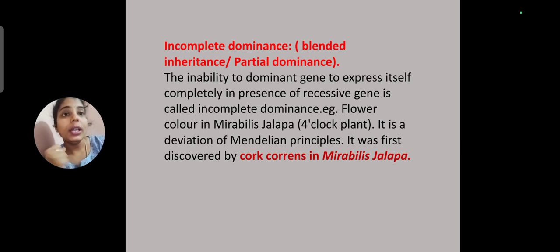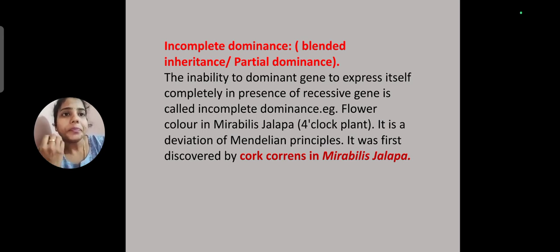That means the dominant gene cannot express itself in the presence of the recessive gene. I repeat, the inability of the dominant gene, meaning capital A, capital B and so on, to show dominance in the presence of the recessive gene. The inability of dominant genes to express themselves completely in the presence of recessive genes is called incomplete dominance.